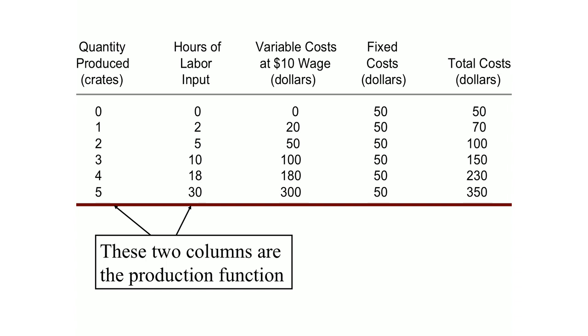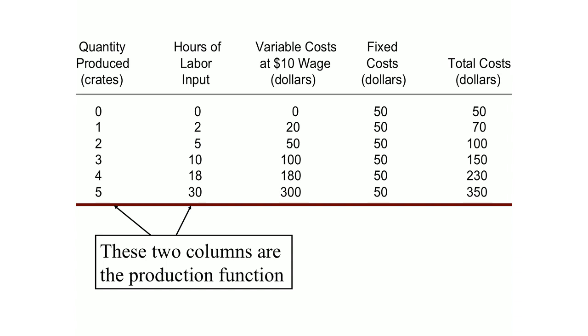Now, once you have that relationship, you can begin to think about the cost of production. So, for example, suppose it costs $10 an hour for the workers on this farm. Then for 2 hours of work, it's going to be $20. That's shown in the 3rd column. For 10 hours of work, it's $100. 30 hours of work, it's $300, and so on. We've labeled this labor cost in the 3rd column, and we're calling it variable costs because it varies depending on how much labor comes into the process.